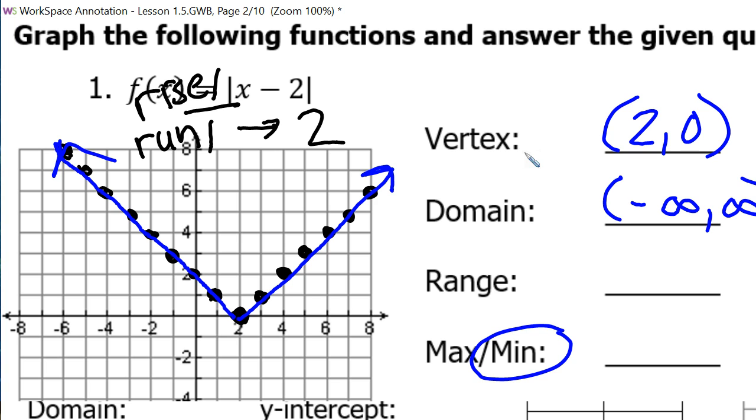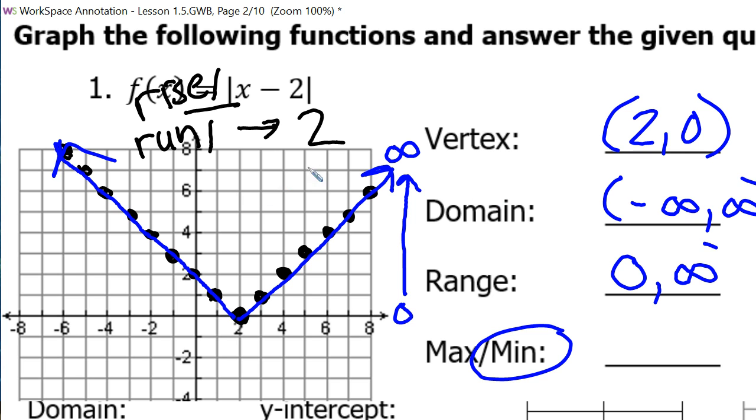What does range mean? The y value. So down here at the bottom, what's the y value down here at the vertex? The y value is 0 and goes all the way up to what? Infinity. Which number goes first, 0 or infinity? 0. Small number first, large number last. Which one gets the parentheses? Infinity. Which one gets the square bracket? The 0.